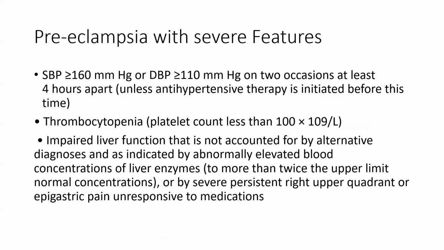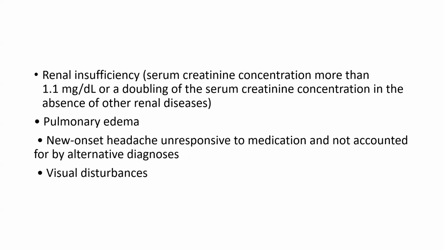Now, preeclampsia with severe features. Systolic blood pressure more than or equal to 160 mmHg or diastolic blood pressure more than or equal to 110 mmHg on two occasions at least 4 hours apart; thrombocytopenia; impaired liver function that is not accounted for by an alternative diagnosis and is indicated by abnormally elevated blood concentrations of liver enzymes or by severe persistent right upper quadrant or epigastric pain unresponsive to medications.